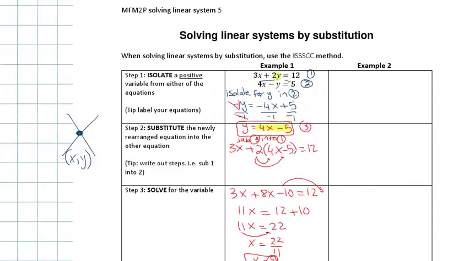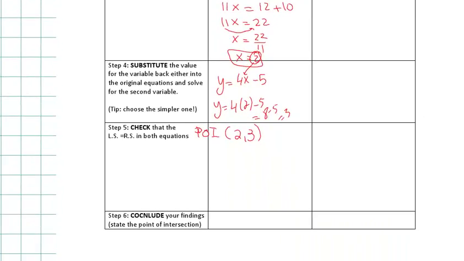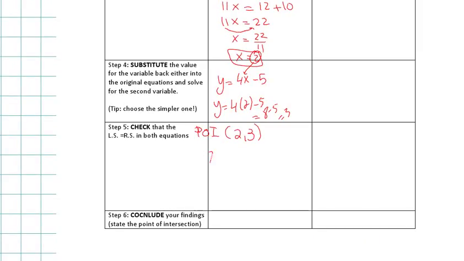Yes. So, 3x plus 2y equals 12. I have to plug in 2 for x and 3 for y. So 3 times 2 plus 2 times 3. 6 plus 6 is 12. 12. So left hand side is equal to right hand side.